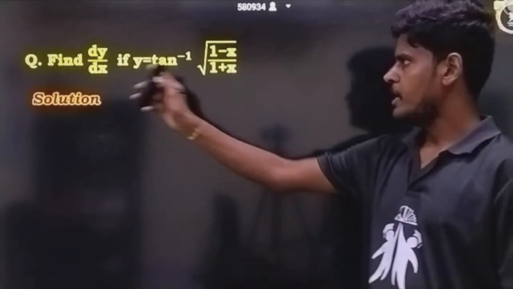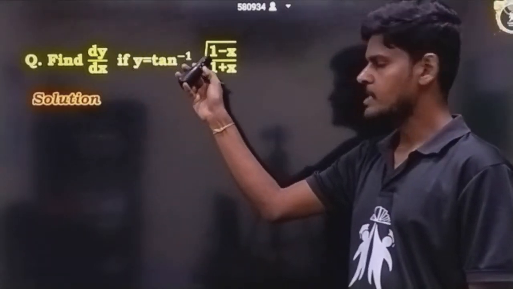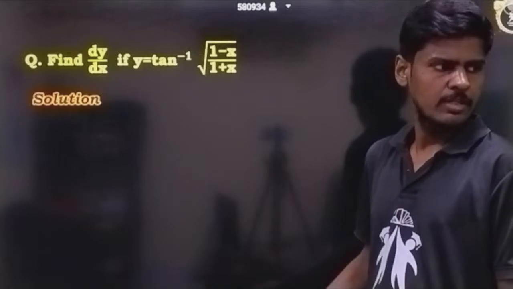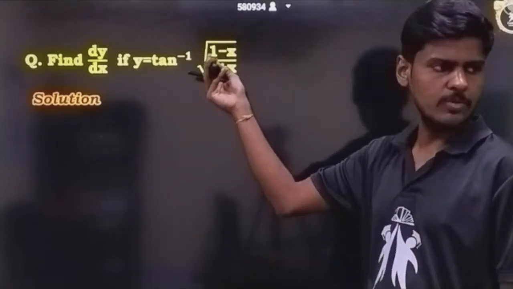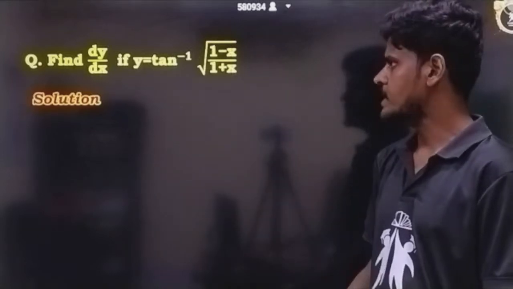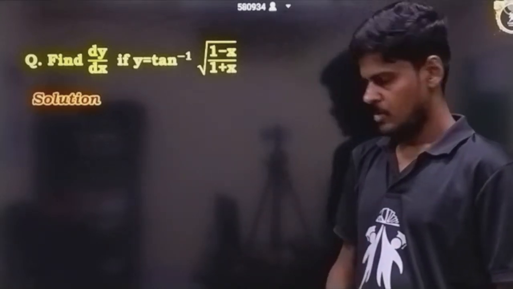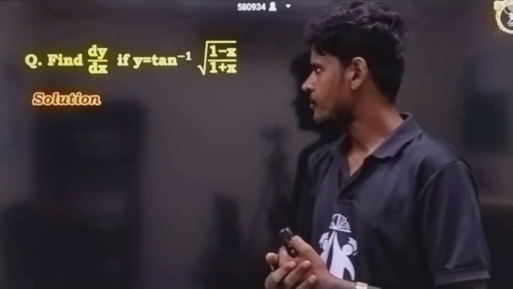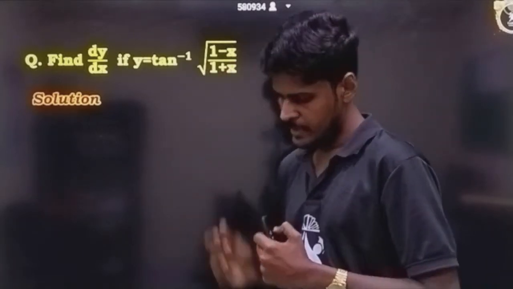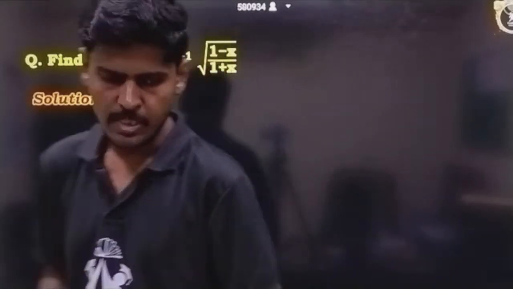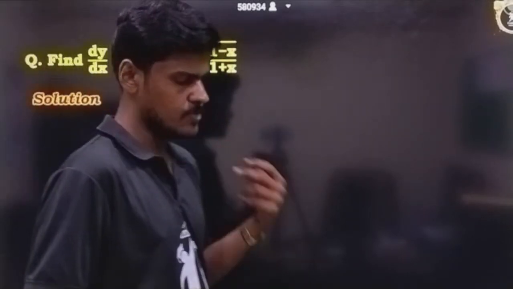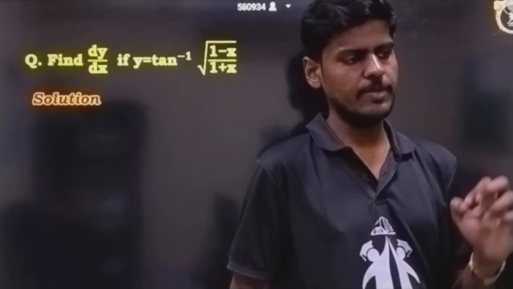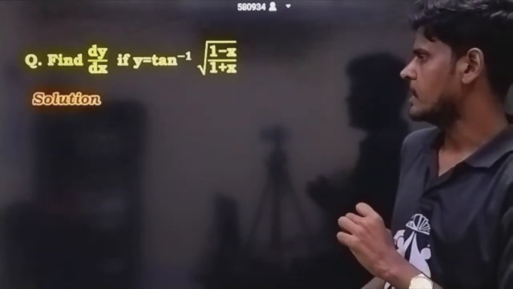Next question. Find dy by dx if y is equal to tan inverse of square root of 1 minus x by 1 plus x. Okay. Now again we will use the trigonometric substitution. Try to simplify this term. If you substitute x is equal to cos theta or cos 2 theta, we can substitute both. Either you can choose cos theta or cos 2 theta.